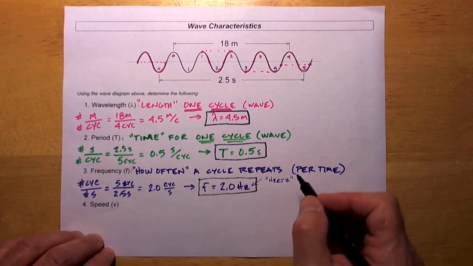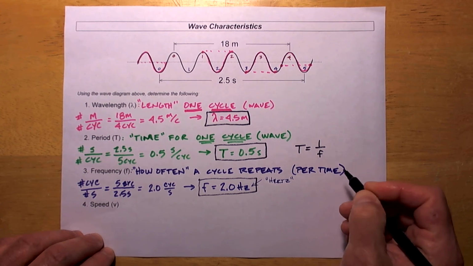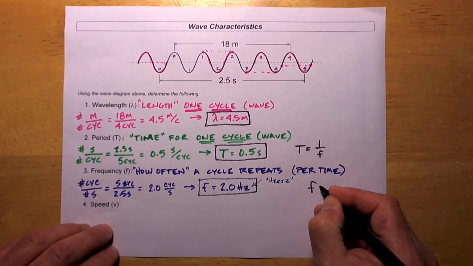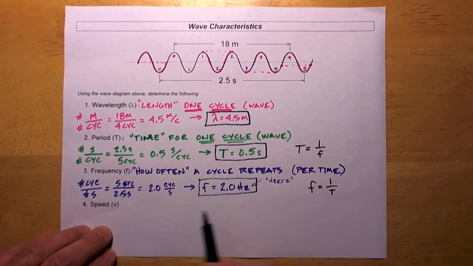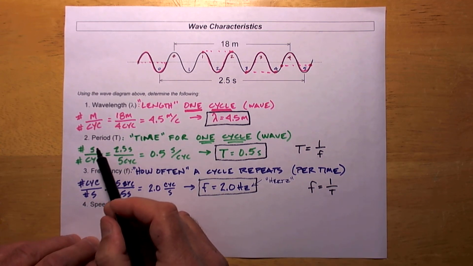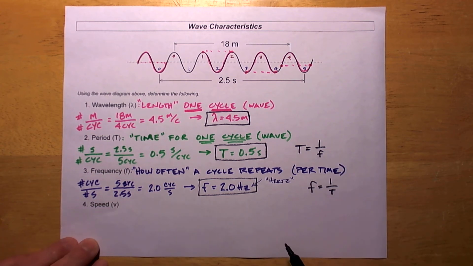That means that period, T, is equal to 1 over f, and that frequency is equal to 1 over T. So they're the inverse. And I think you can see that because, again, period is seconds over cycle, frequency is cycles over second. So that's just inverting those two.